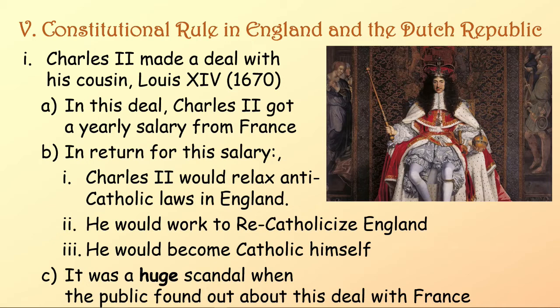Charles II made a deal with his cousin, Louis XIV, in 1670, and in this deal, Charles II got a yearly salary from France. And in return for this salary, Charles II would relax anti-Catholic laws in England, and he would work to re-Catholicize England, and he would become a Catholic himself. And this was a huge scandal when the public found out about this deal with France.